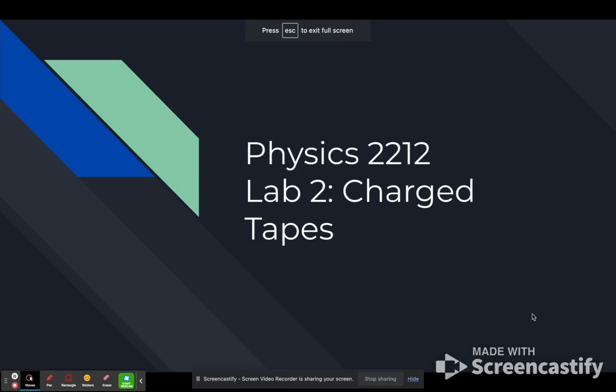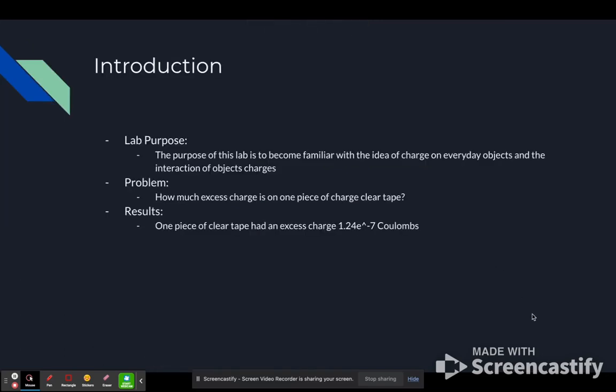Physics 2212, Lab 2, Charged Tapes. The purpose of this lab is to become familiar with the idea of charge on everyday objects and the interaction of objects' charges. Problem: how much excess charge is on one piece of clear tape? One piece of clear tape had an excess charge of 1.24 times 10 to the negative 7th coulombs.